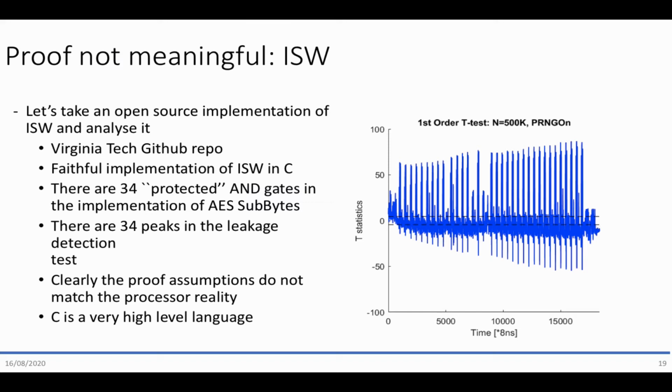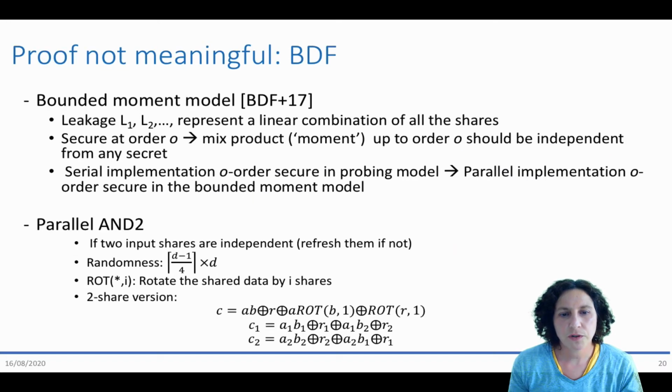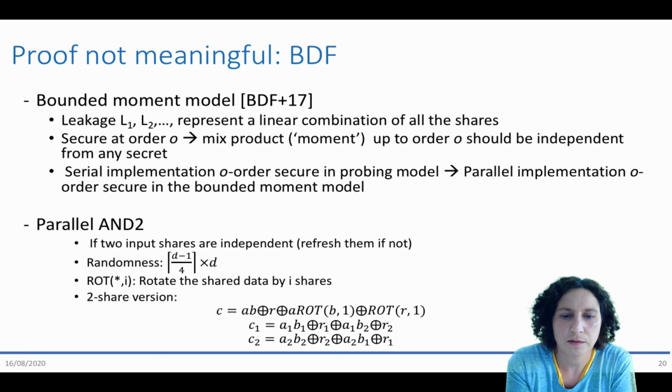There are in total in this implementation 34 protected AND gates, and here on the right hand side I show you a leakage detection test on their implementation, and you can count yourself, there are 34 high peaks. So every single protected AND gate actually leaks. Here, for instance, another interesting scheme to consider is BDF from 17.